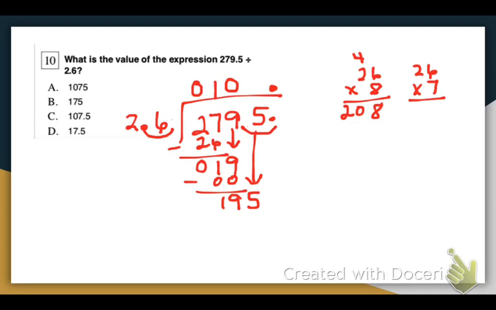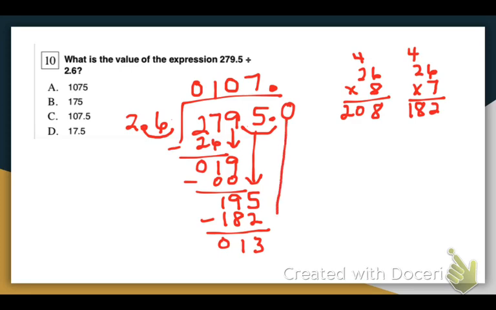7 times 6 is 42. 7 times 2 is 14, plus 4 is 18. Yep, that'll work. So 7 here. And I subtract 182. 5 minus 2 is 3, and 9 minus 8 is 1. 13 is smaller than 26, so I already have a decimal here. So now I can put a 0 here and bring that down.